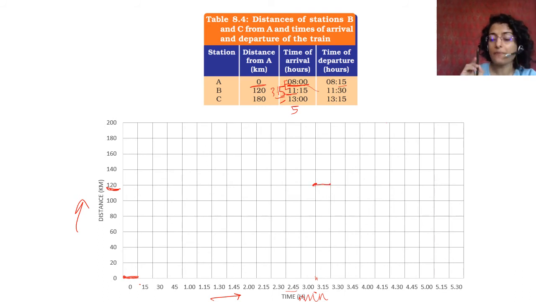Okay, again it starts to move, and 5 hours after it started from point A, that is here, it has reached station C. It has covered 180 kilometers and it is here. Okay? And then it again stands at station C for 15 minutes, which means it is not moving. So now we join these points to get a graph.